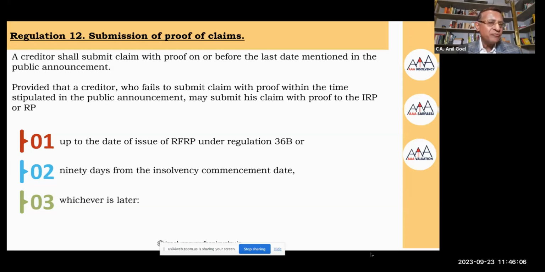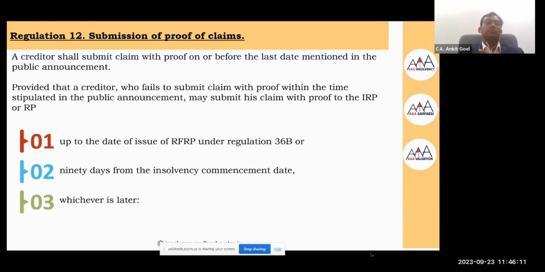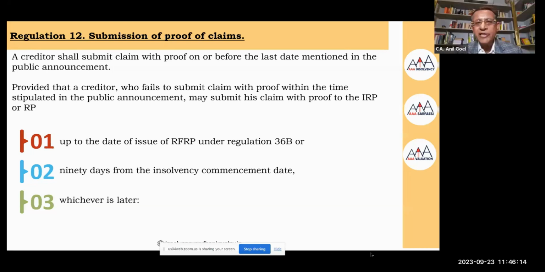Now, coming to the submission of proof of claims, Ankit, the responsibility of the RP is further increased. Earlier, it was 90 days, and after that, the RP could safely reject and let the adjudicating authority handle it. But now, the creditor shall submit the claim with proof on or before the last date mentioned in the public announcement, which is 14 days. Provided that a creditor who fails to submit claims with proof within the time stipulated in the public announcement may submit his claim with proof to the IRP or the RP up to the date of issue of RFRP under Regulation 36B, or 90 days from the insolvency commencement date, whichever is later.